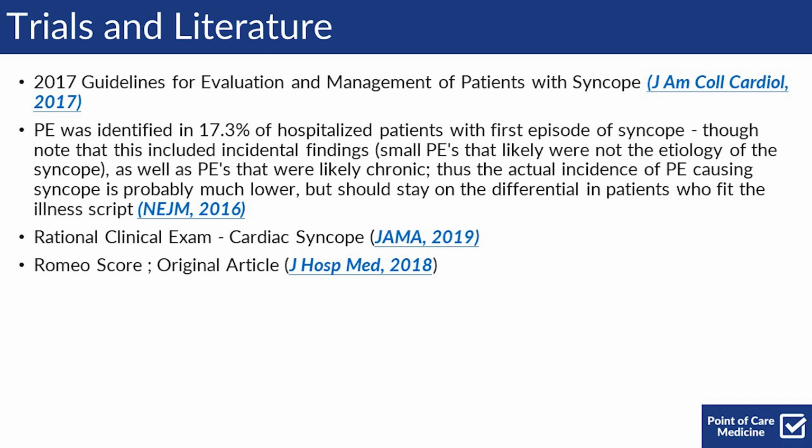The other good literature that you can go to is the Rational Clinical Examination, to see, does this patient have cardiac syncope? And that's where some of the information we shared earlier about what are the concerning features of syncope that make it more likely to be cardiac in etiology, as well as the original paper that looked into the ROMEO score and validated it.